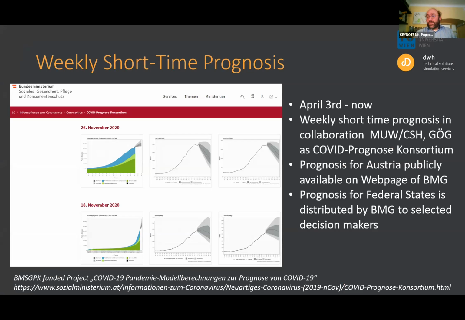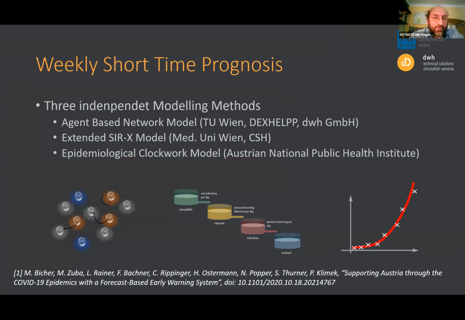One important application for our model is the weekly short time prognosis. So we are in a consortium with two other groups from the Medical University, Complexity Science Hub, and the Ministry of Health, where we do the actual prognosis for the Austrian Ministry. And you can see here the examples where we have at the moment the actual set measures which should work in the next time. So you can see here in the picture the prognosis, which is from 26th of November.